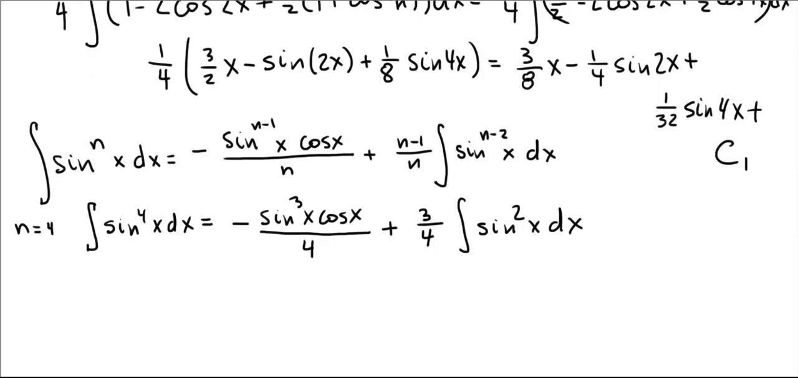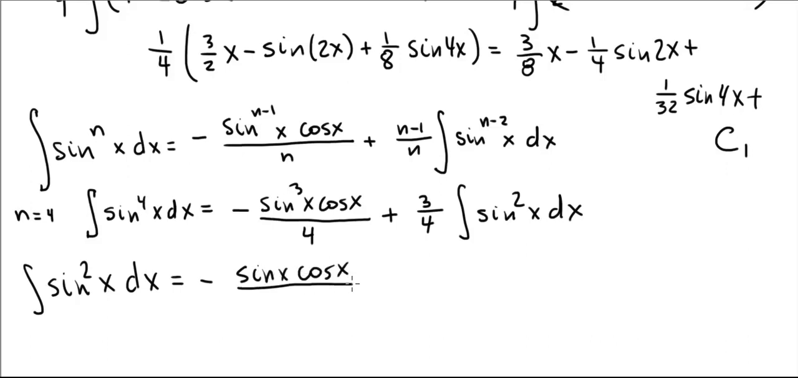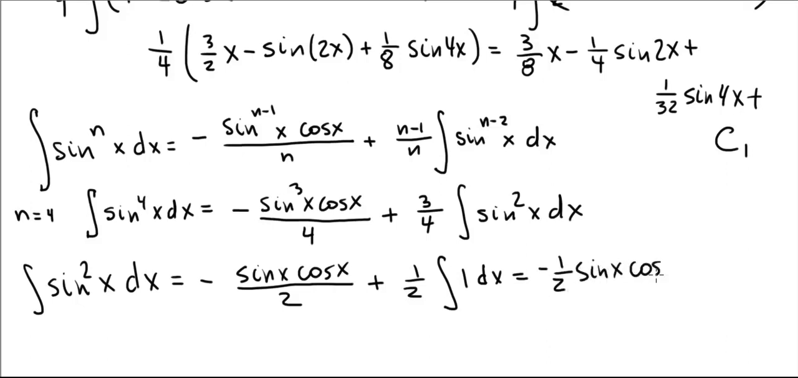Now we can integrate sine squared using the identity. We've done it before. But we can apply the formula to sine squared x. This time n is 2. So this will be minus sine x cosine x, the reduction formula, divided by 2, plus 1/2 times the integral. 2 minus 2 is 0. Sine to the 0 is considered to be 1. So it's just the integral of 1. And this is minus 1/2 sine x cosine x plus 1/2 x.